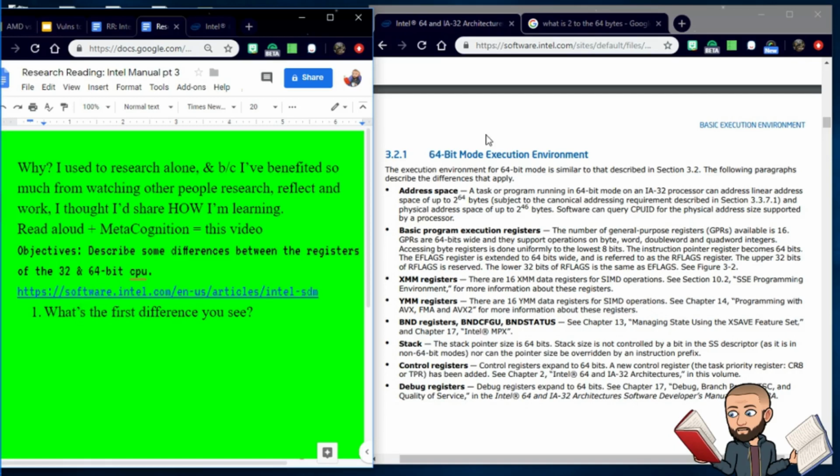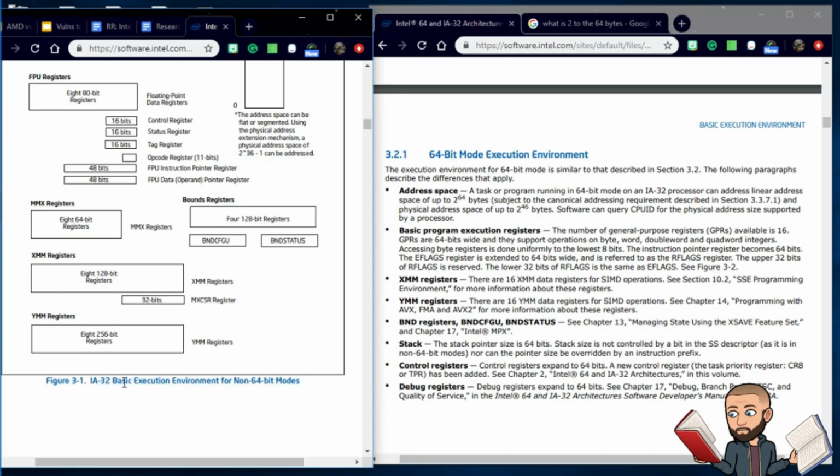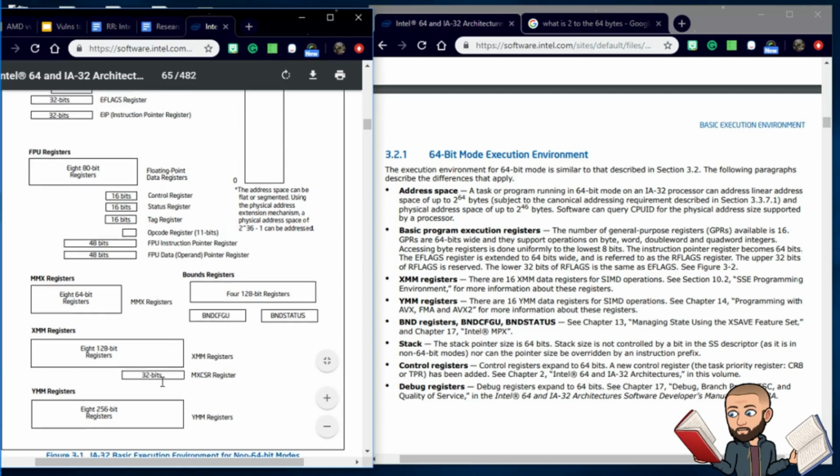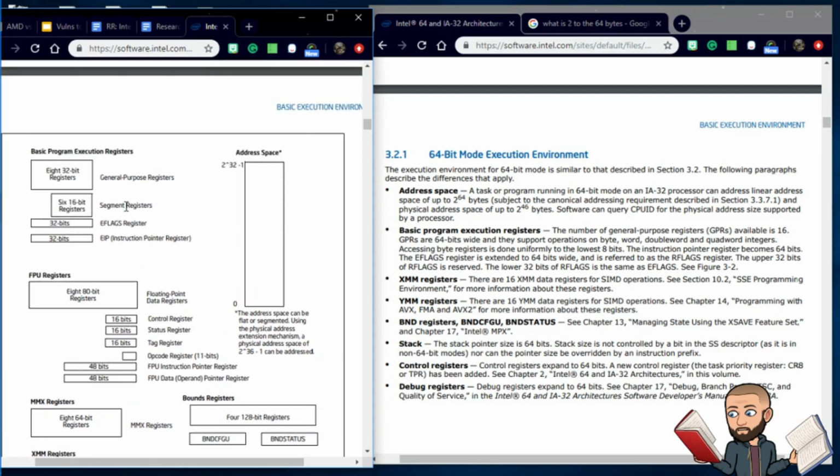The objective today will be to describe some differences between the registers of the 32 and 64-bit CPU. To do that, let's first start with the graphics. The title says IA32 Basic Execution Environment for non-64-bit modes. So right here, there is no 64-bit mode. At the top, you'll see that there are 8 32-bit registers.